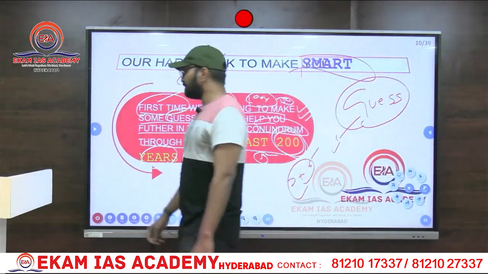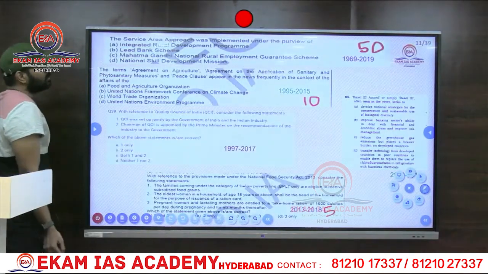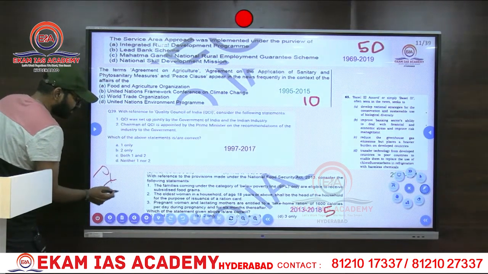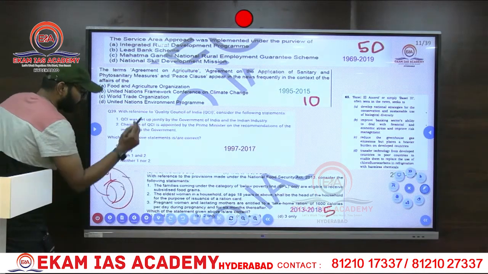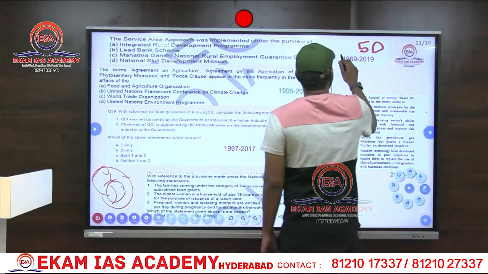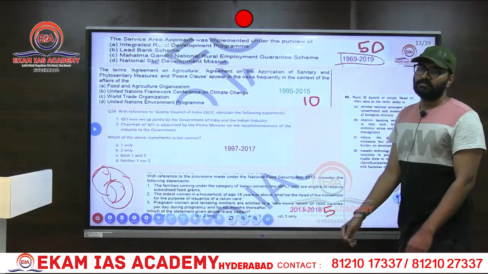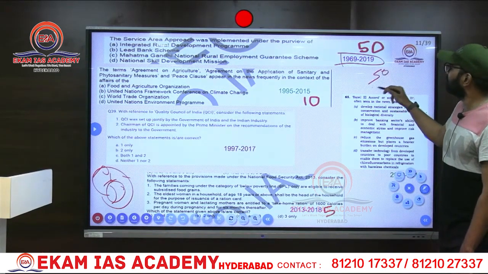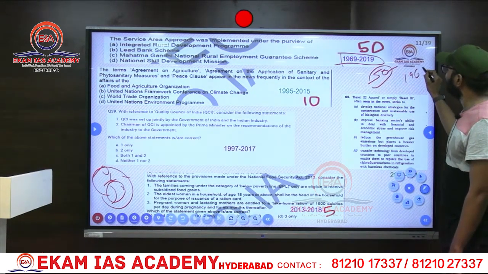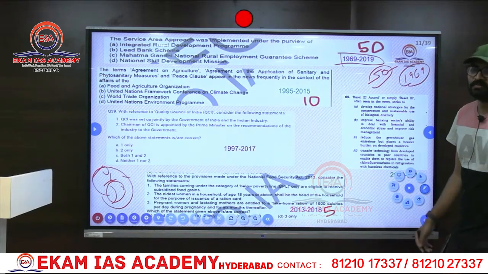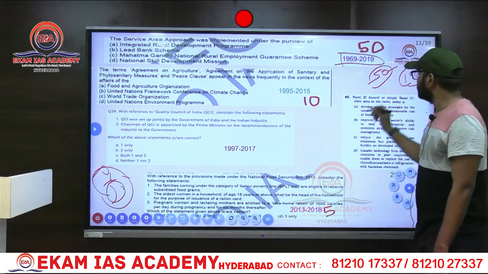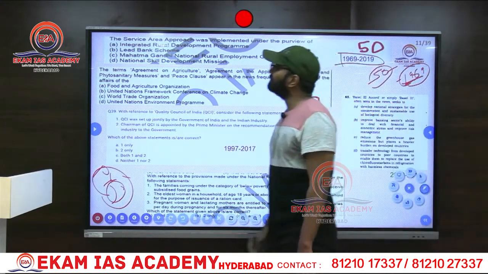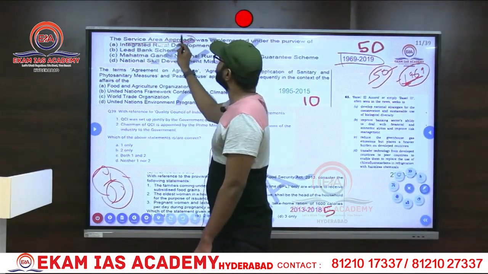See here, this is what we worked on: the previous year's questions regarding the span. 1969 to 2019. How many years? 50, right. So in 1969, what happened? A very famous thing, bank nationalization, right? Just see here, they have given this bank nationalization concept regarding the service area approach.